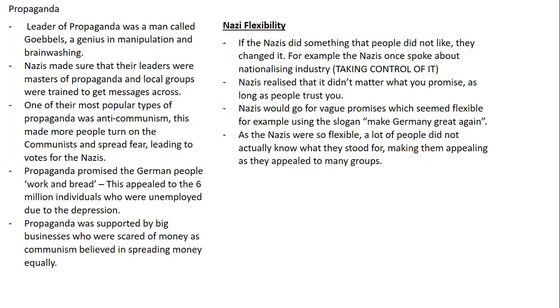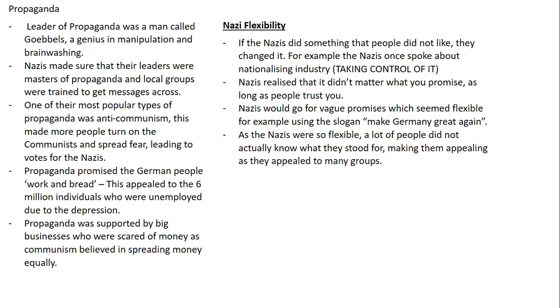The second way the Nazis took advantage of the Depression was their own flexibility. Now, if the Nazis did something that people didn't like, they changed it. For example, once Hitler spoke about nationalizing industry, which means taking central control of it, he realized people didn't like it, so he just changed it.